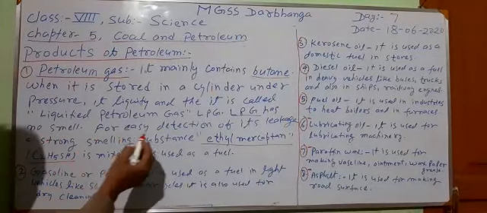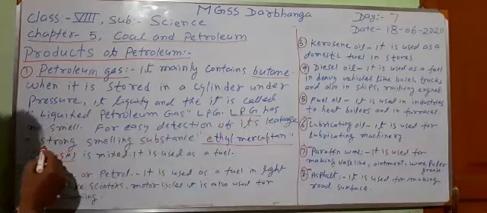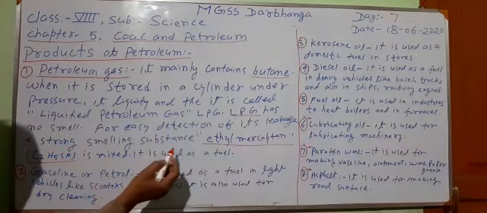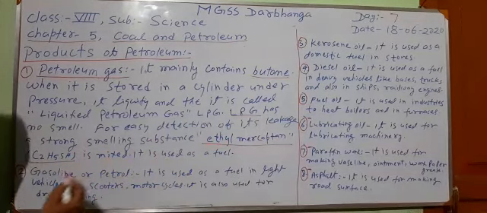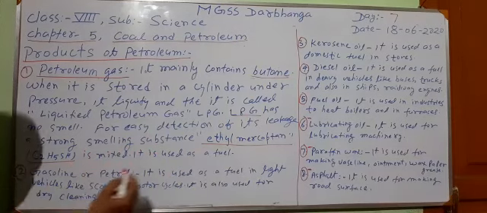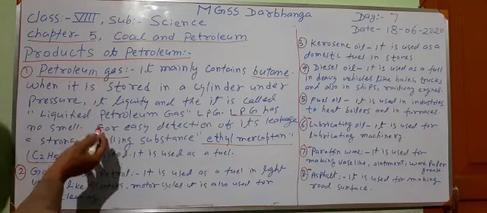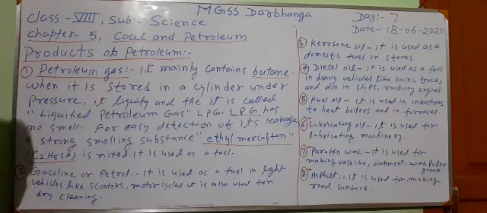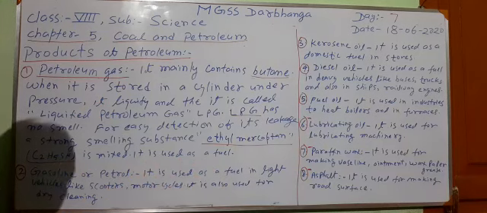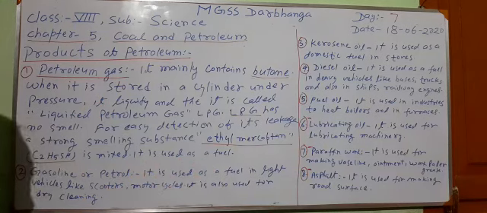For easy detection of its leakage, a strong smelling substance, ethyl mercaptan, is mixed in it, and the chemical formula of ethyl mercaptan is C2H5SH. And this is the description of petroleum gas. Its main use is as a fuel, mainly domestic fuel, and it is used for other purposes also.